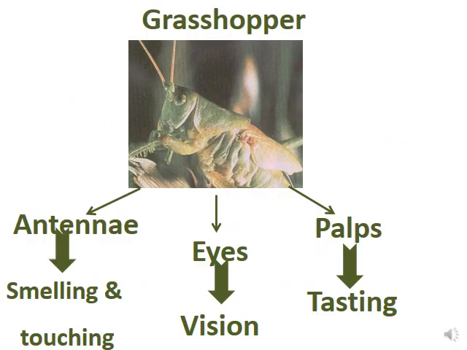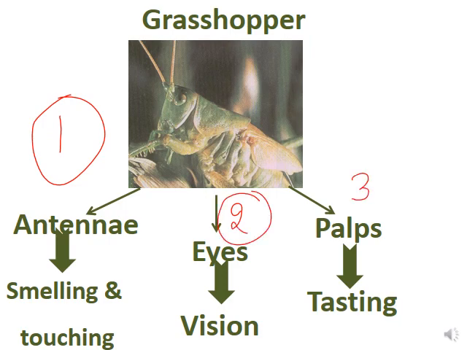So in the grasshopper, we have three important sense organs. Number one, the antenna, is for smelling and touching. Number two, we have the eyes. They are used for vision. And number three, we have something called the palps. Palps are used for tasting. So here we studied the different sense organs and their senses in the grasshopper.